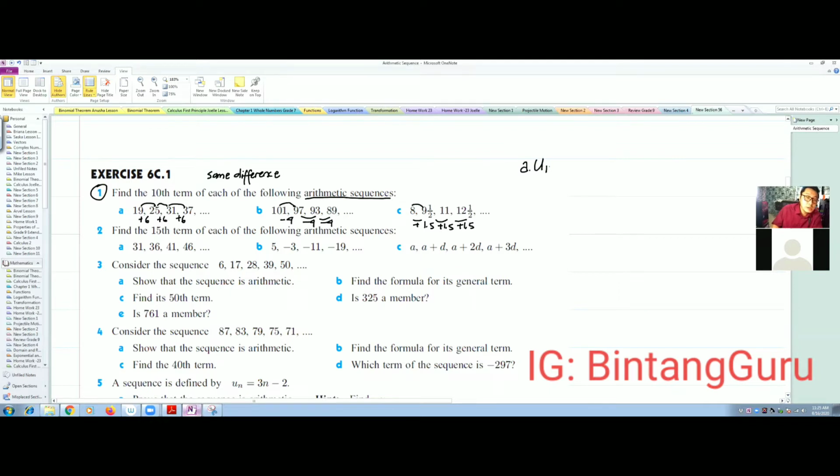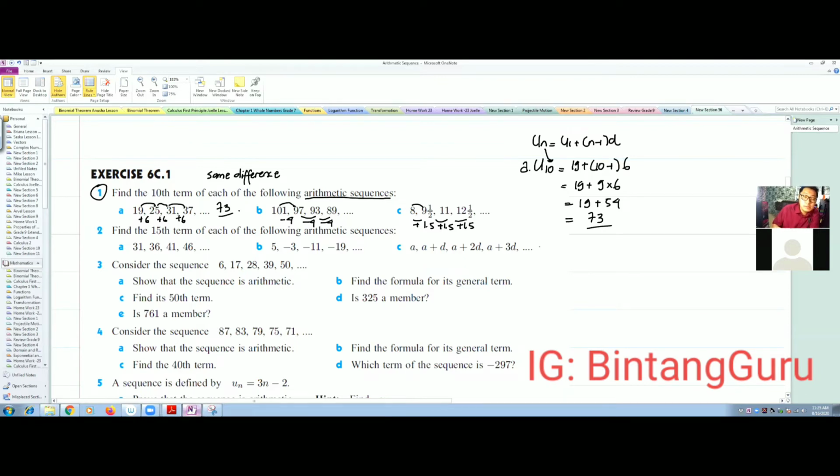So U10 equals, UN equals U1 plus N minus 1 times D. In this case it is U10. So U10 equals 19 plus 10 minus 1 times 6. So 19 plus 9 times 6, which is 19 plus 54, equal to 73. So this is 73.